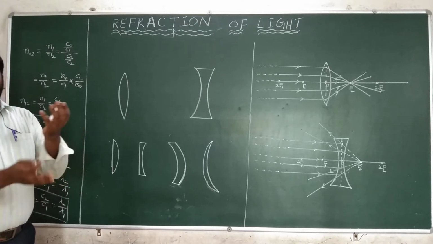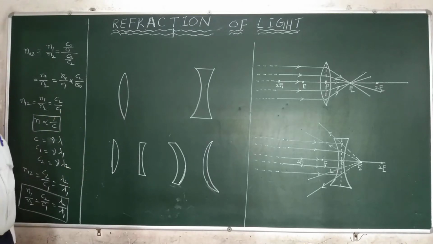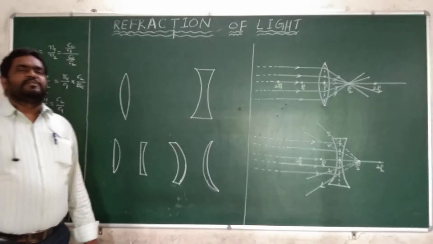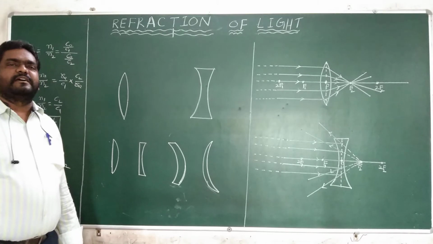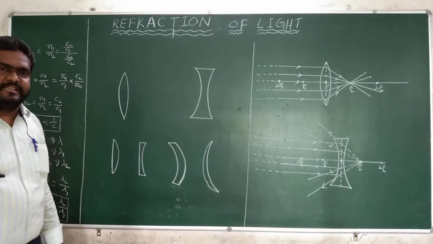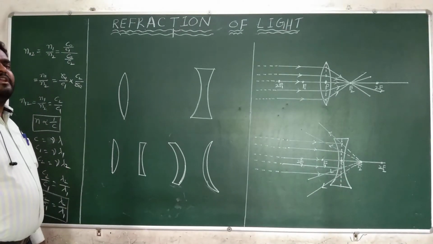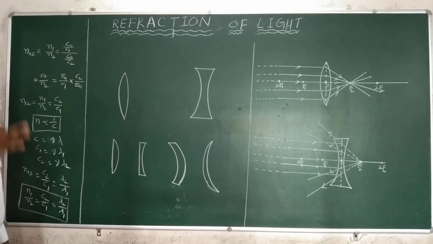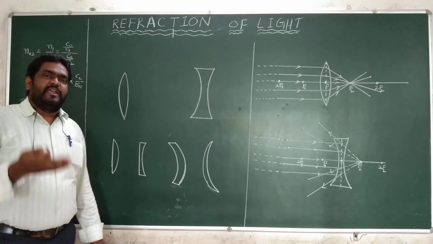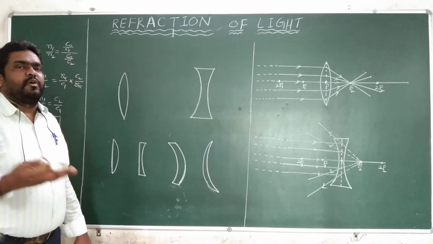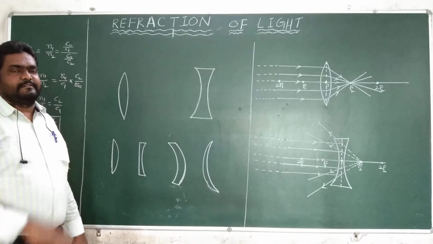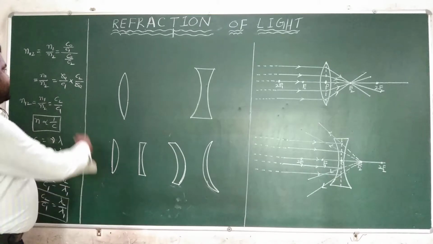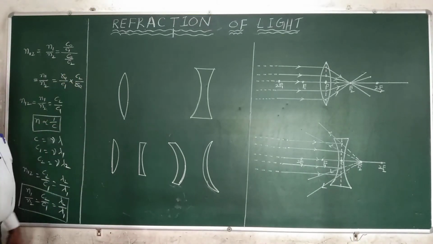The other medium, which has less ability to refract light, has less optical density, and that medium we call the rarer medium. So there are the denser medium and the rarer medium. Denser medium means that the optical density in that medium is more compared to another medium.